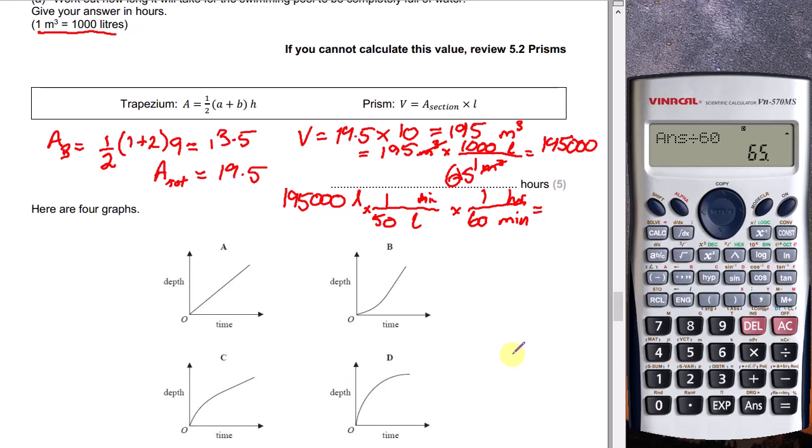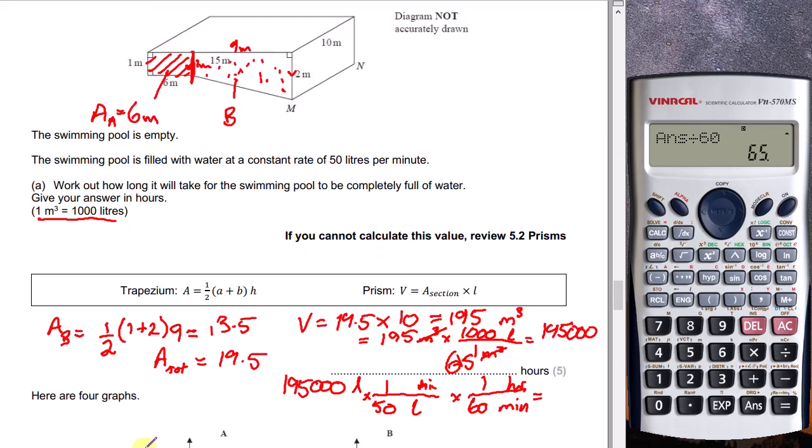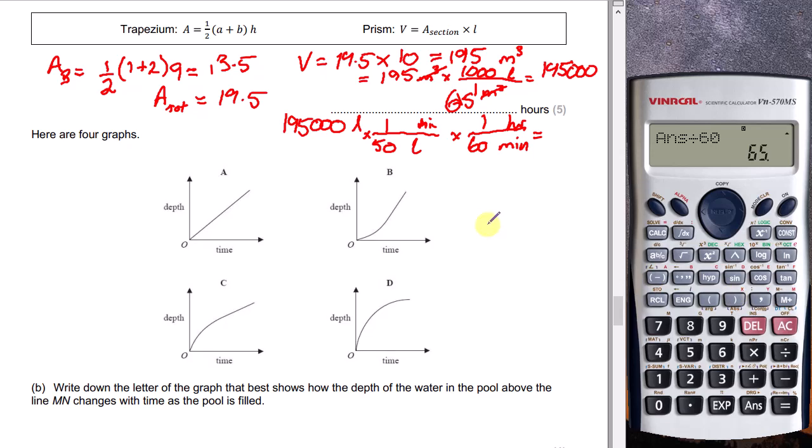Now here are the 4 graphs. We need to write down the letter of the graph that best shows the depth of the water in the pool above the line MN. So the depth, we've got to think about the cross section and what it does. So describe the phases. As it fills up, it fills quickly. That's when it's at the bottom.